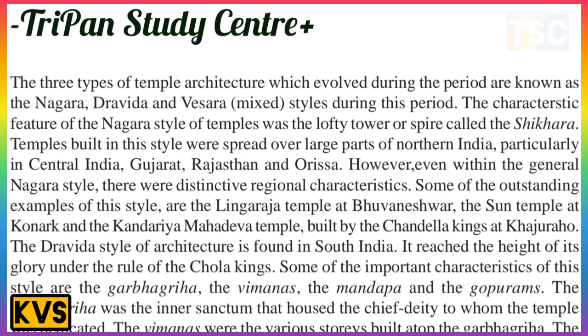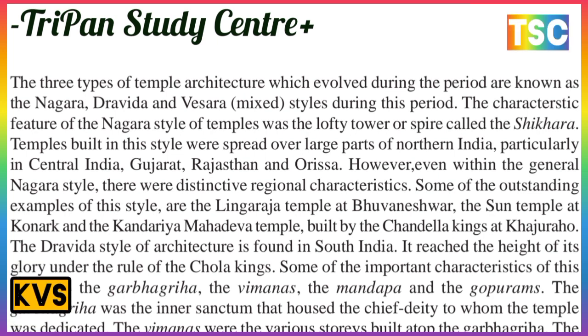Some outstanding examples of the style are the Lingaraja temple of Bhubaneswar, the Sun temple of Konark and the Kandariya Mahadeva temple built by the Chandela kings at Khajuraho. The Dravida style of architecture is found in South India, where it reached its height under the rule of the Chola kings.